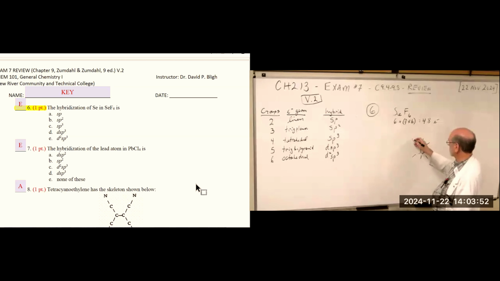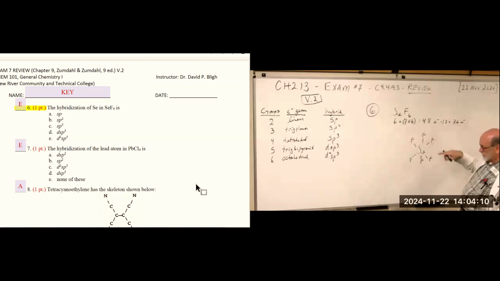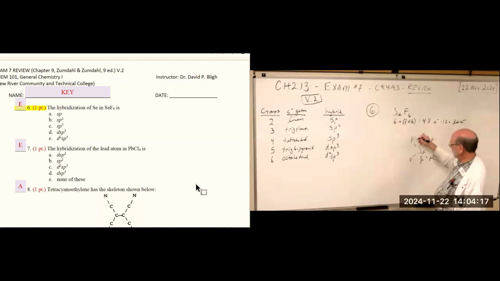1, 2, 3, 4, 5, 6. 2, 4, 6, 8, 10, 12 equals 36. Okay, 2, 4, 6. If we put 6 more to make an octet around each fluorine, 6 times 6 is 36. Use them all up. Okay, just to be complete. There we go. So what was the question?